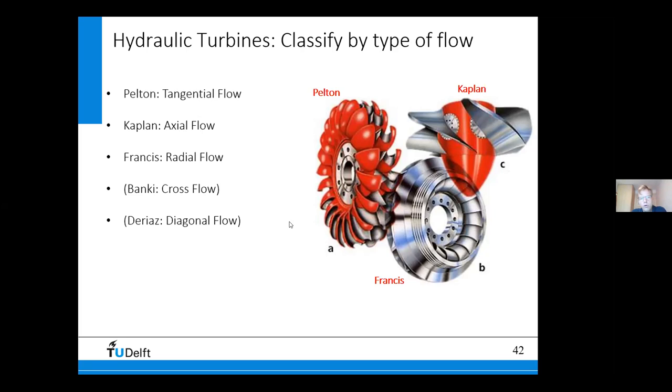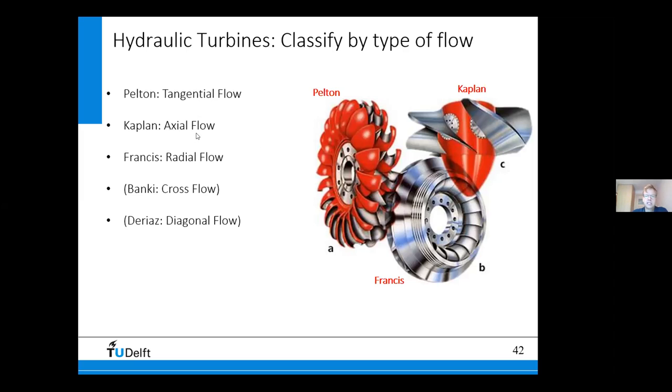And that water jet just sprays into these buckets. They really are called buckets. And because of the buckets, the direction of the jet is converted. And thereby the kinetic energy from the jet is converted into rotational energy for this wheel. So this is really a Pelton wheel, a full impulse turbine, where the conversion from head into velocity happens in the nozzle. And within the wheel, only the kinetic energy from the jet is converted into kinetic energy of the wheel.